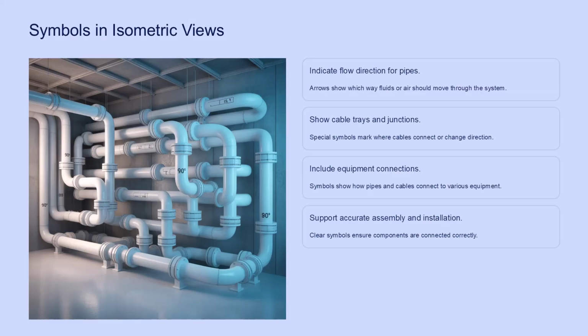Symbols in isometric views. Isometric views also rely heavily on symbols. They indicate flow directions, show junctions, and mark equipment connections. Cable trays, ducts, and piping paths are represented with clear notations. By following these symbols, teams can assemble systems accurately.